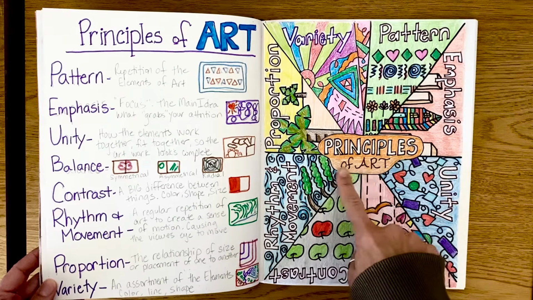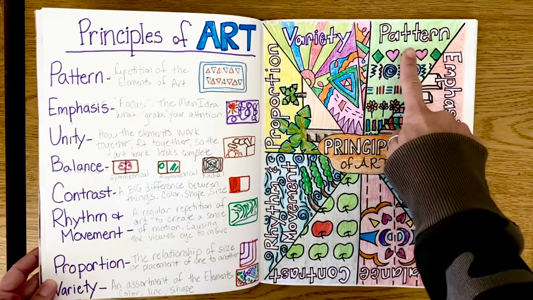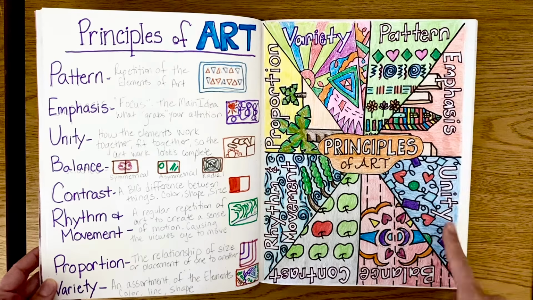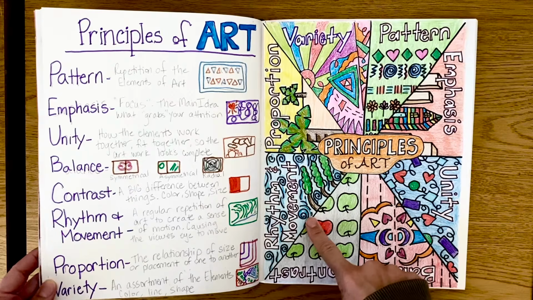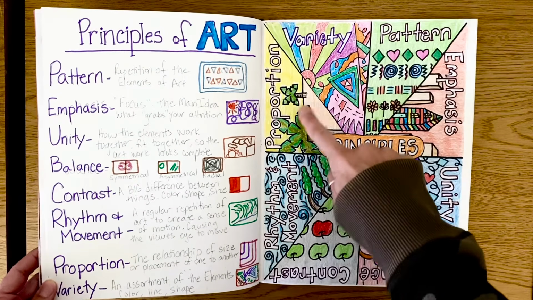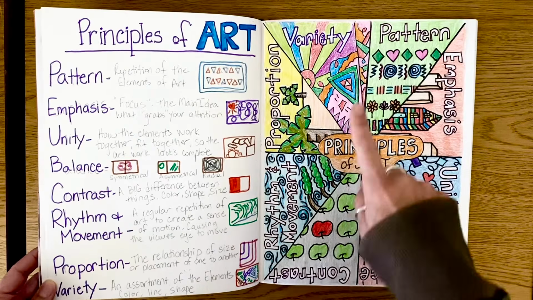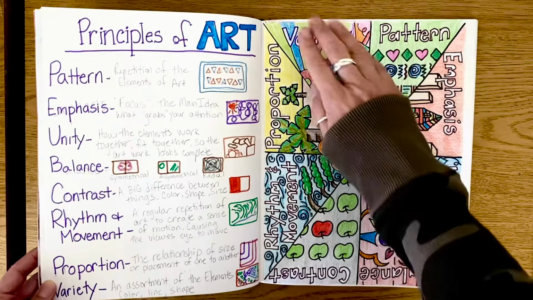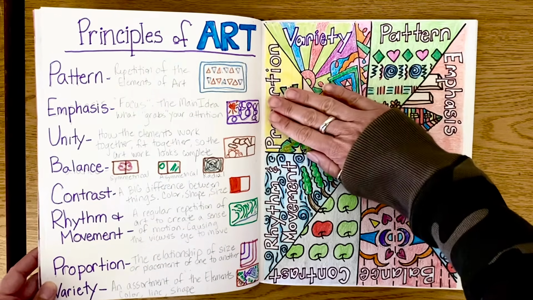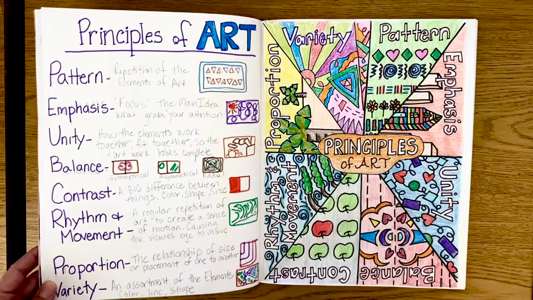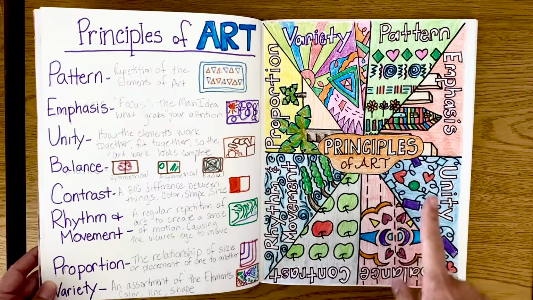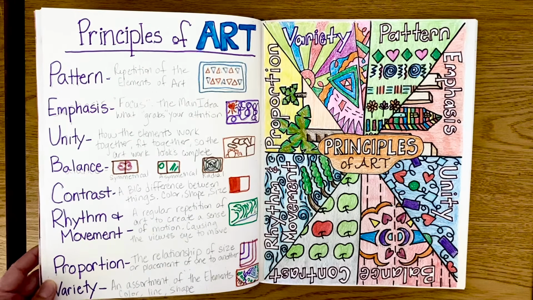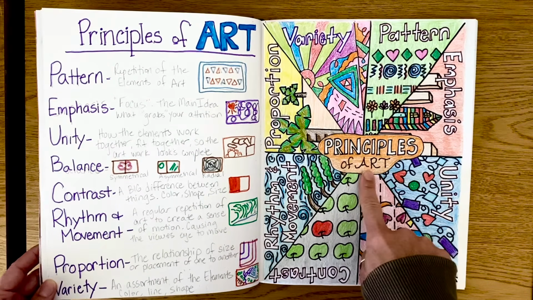So the principles of art are pattern, emphasis, unity, balance, contrast, rhythm and movement, proportion, and variety. Now, sometimes if you look up principles of art in Google, you may or may not see variety, proportion, or contrast. So sometimes there's differing thoughts, but I think all of these are equally as important. So let's begin and make our principles of art chart.